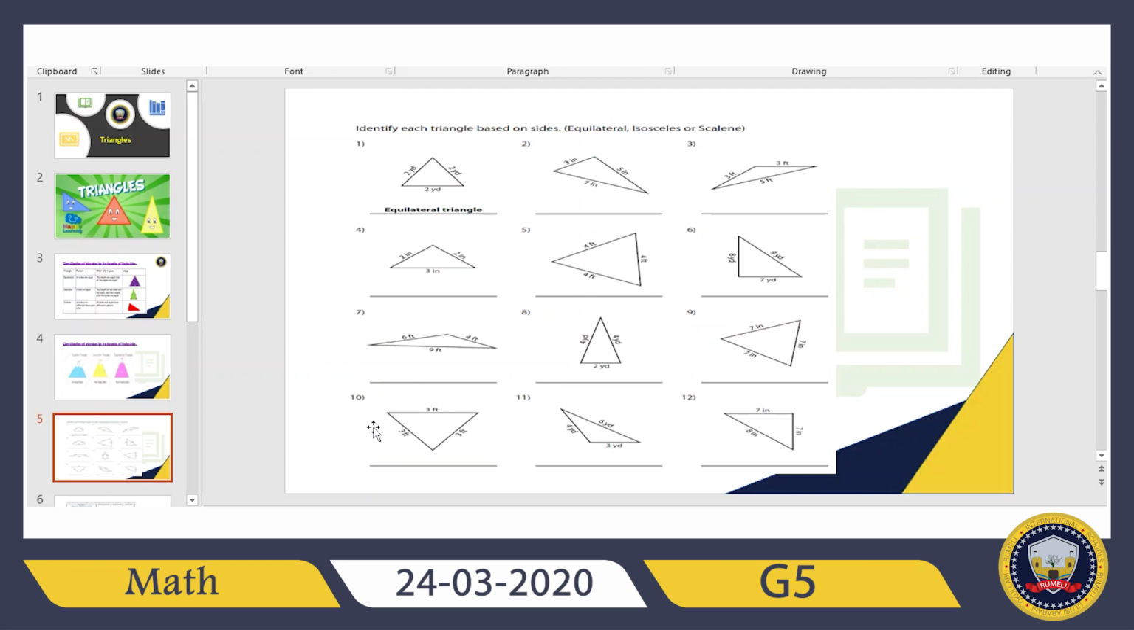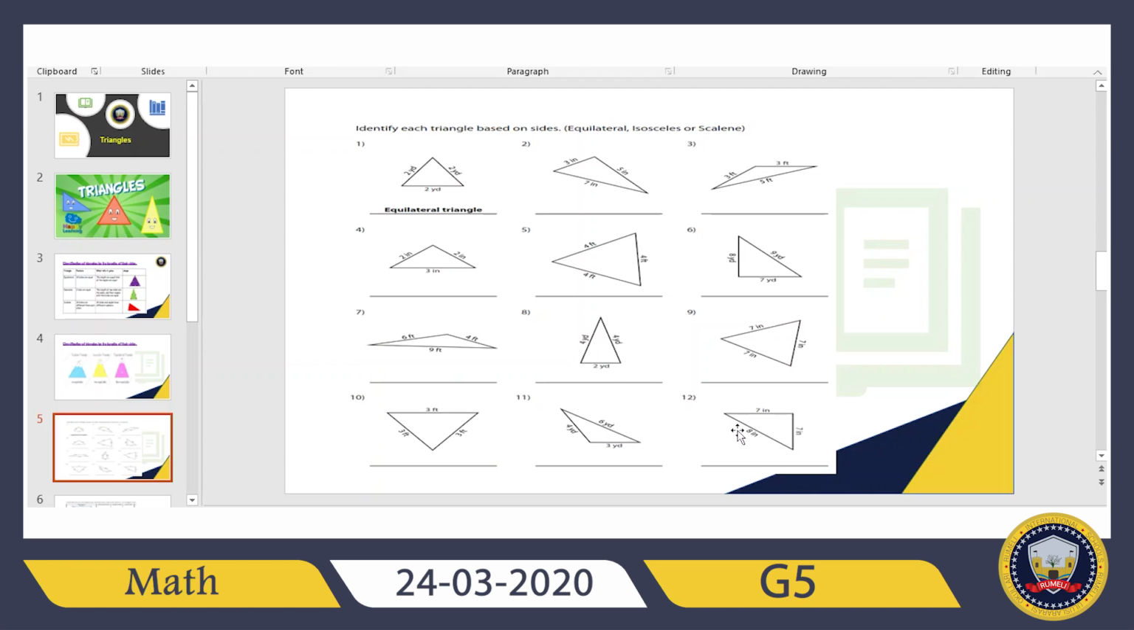Number 10, all sides equal 3 feet. First, second, third, all of them equal 3 feet. So I call it an equilateral triangle. What about number 11? First side equals 4 yards, second side equals 3 yards, third side equals 6 yards. All sides are different in their measures. This triangle is called a scalene triangle.